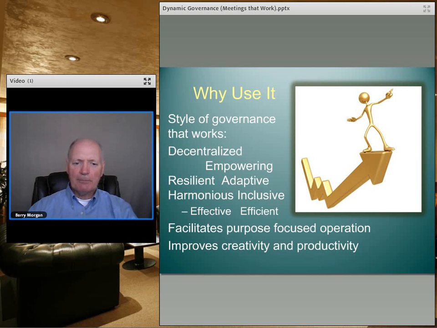They facilitate a purpose-focused operation, and most businesses today recognize the value of having a vision and mission and specific aims and objectives. Unfortunately, while many companies have that vision and mission, many don't refer to it frequently while they're making their decision process. Dynamic governance improves product creativity by including everybody in the organization and getting input from all levels of the organization, thereby taking full use of the human resource that's available to the organization.